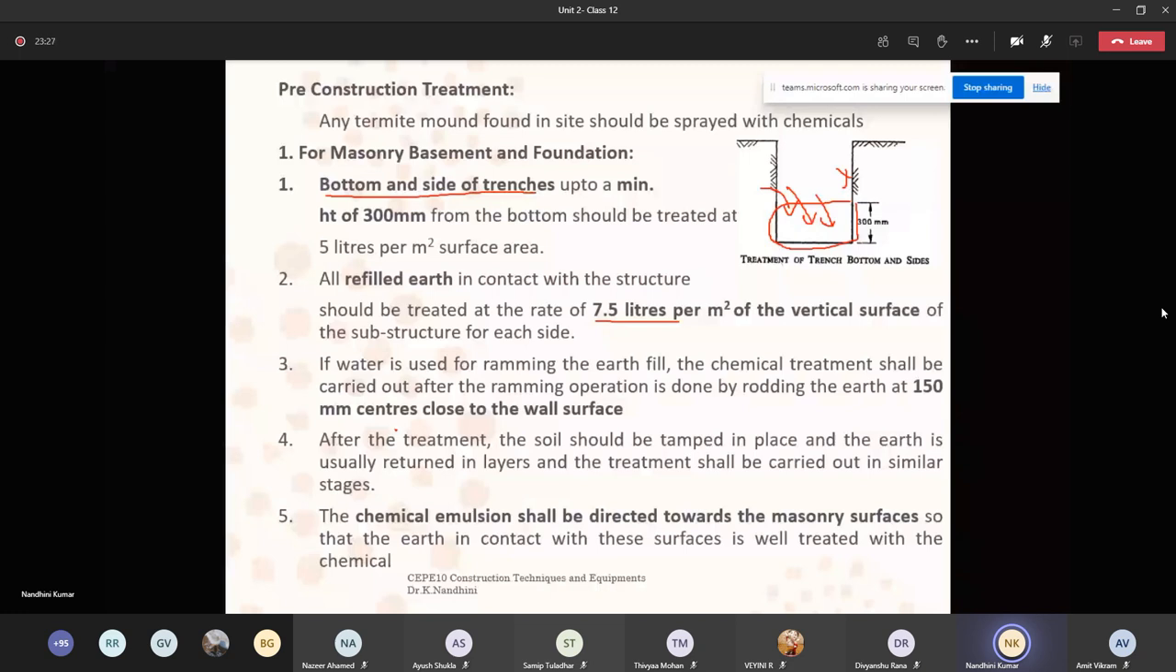Initially, you will dig the soil, then backfill it. Then again you lay your foundation. Once your foundation is done, you will go for the laying of the plinth level. Before that, you have a gap here, and there you will fill the sand. Initially, you will collect all the soil nearby and dump it, then compact it. Once compaction is done, you will water it. You have to make sure you pass water to it and compact it very tightly.